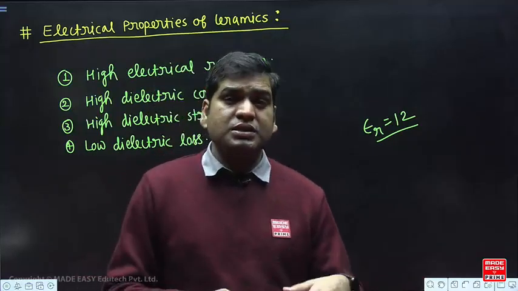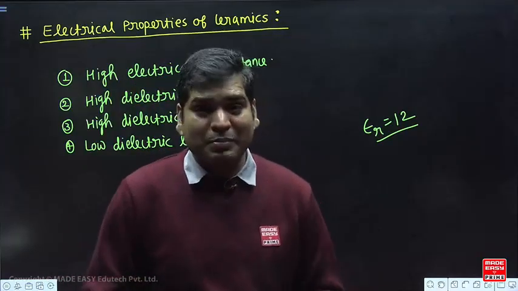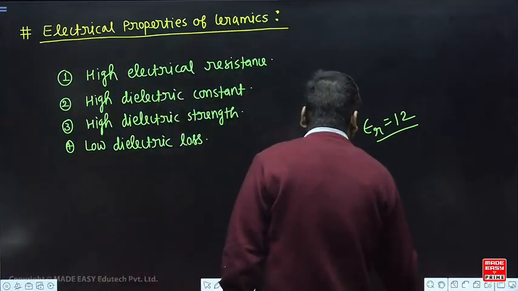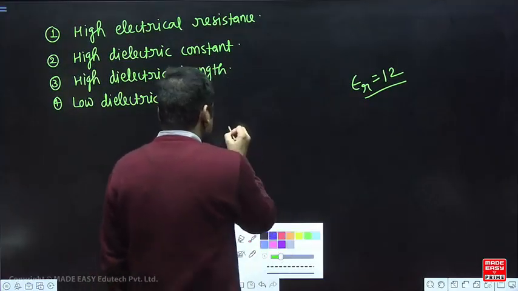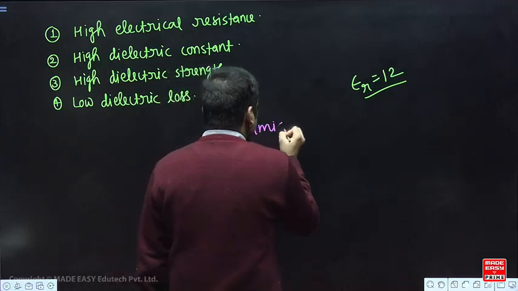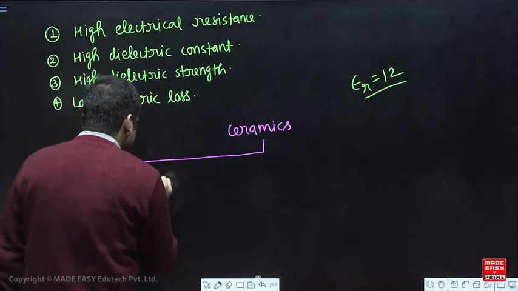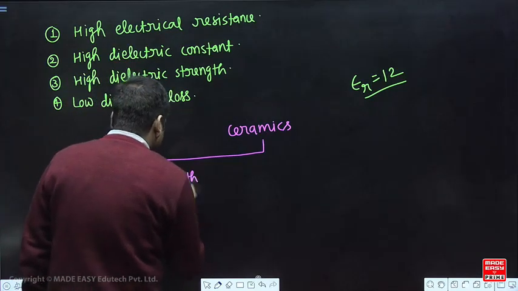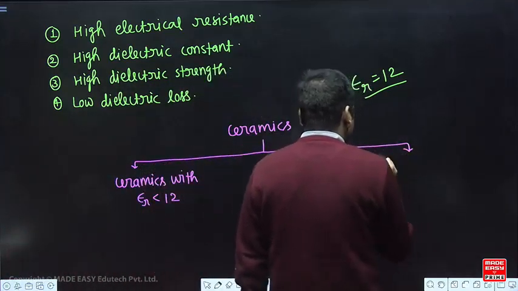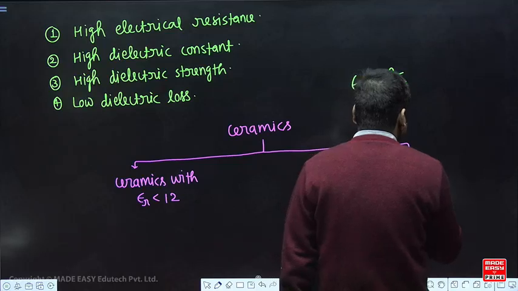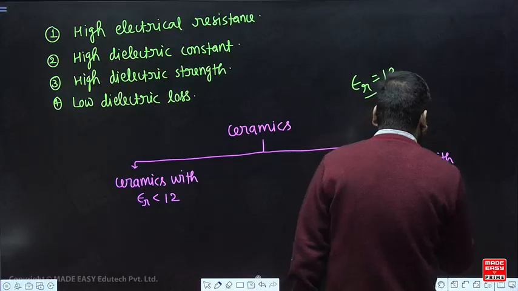But if epsilon r is greater than 12, it means polarization is very strong and we can use that material to make the capacitor. So let us classify ceramics from the electrical application point of view. You have two classifications. First one is ceramics with epsilon r less than 12, and second, ceramics with epsilon r greater than 12.